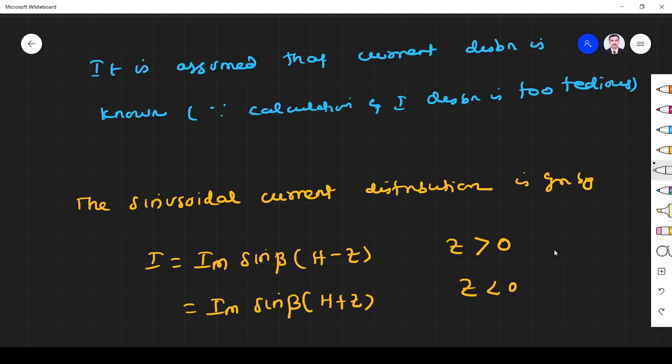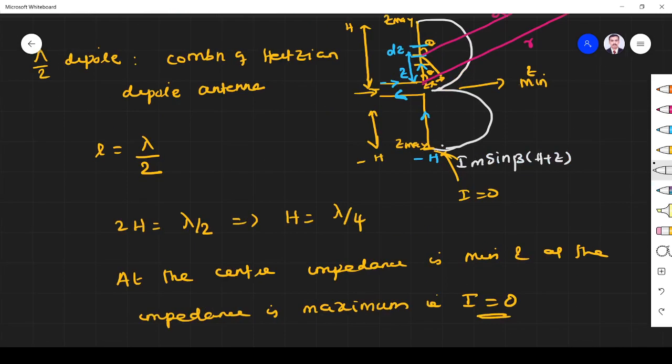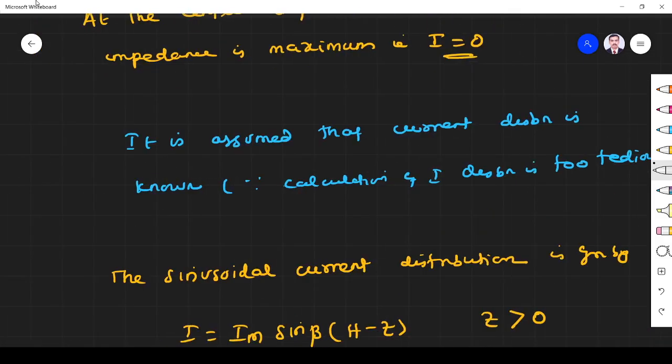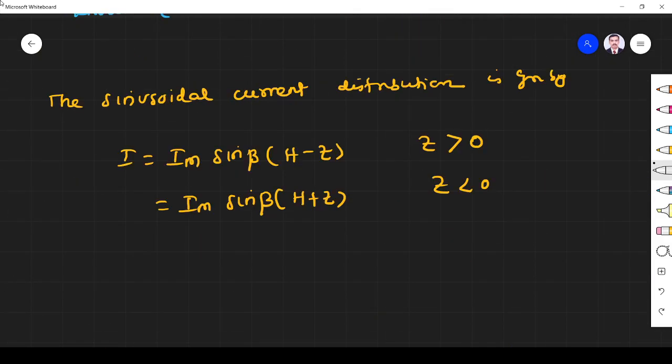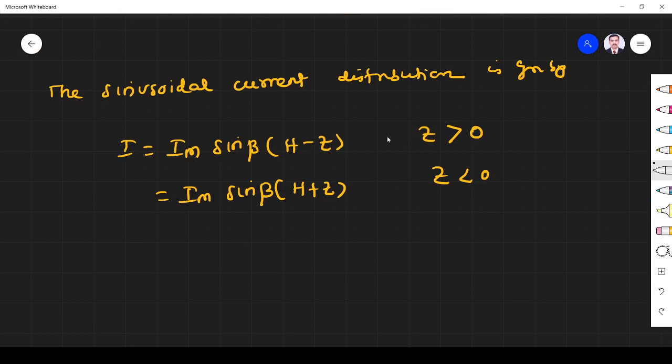See, when Z is equal to H, what will happen? This is the positive direction. Here Z is equal to H, here Z is equal to minus H. I told you the antenna is in the Z direction, so this center is Z equals 0, above it Z greater than 0, below it Z less than 0. At Z equal to H, let us see what happens when you substitute it: sin 0 is 0. So I will be 0. Yes or no? When Z is equal to H, I will be 0.